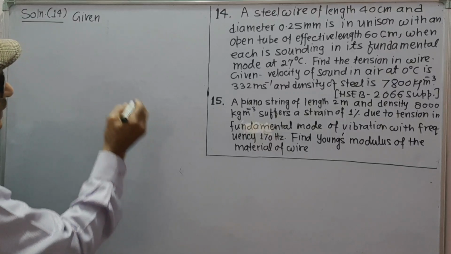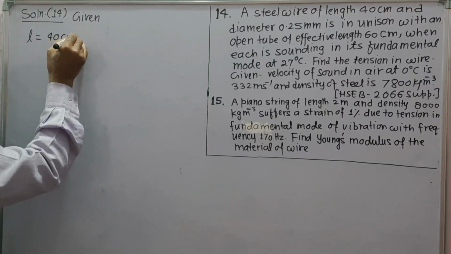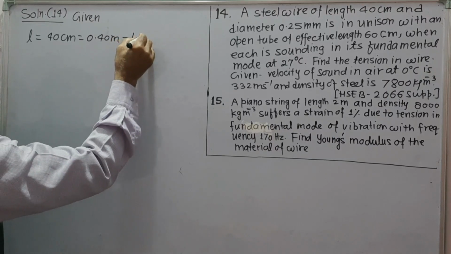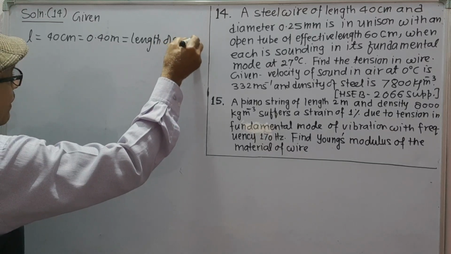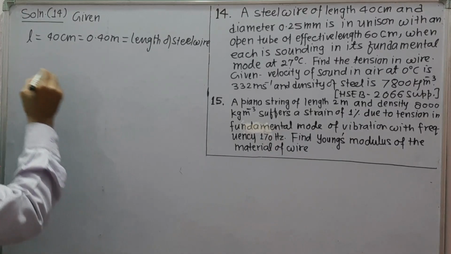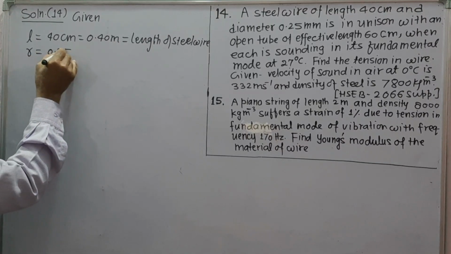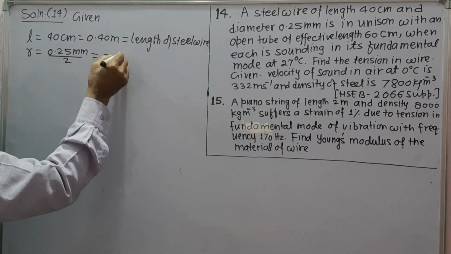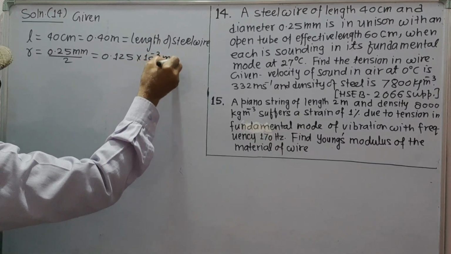Given: L is equal to 40 cm, which is 0.4 meter. This is the length of the steel wire. The radius of the steel wire is 0.25 millimeter, which is diameter upon 2, so 0.125 millimeter, multiplied by 10 to the minus 3 gives meter.